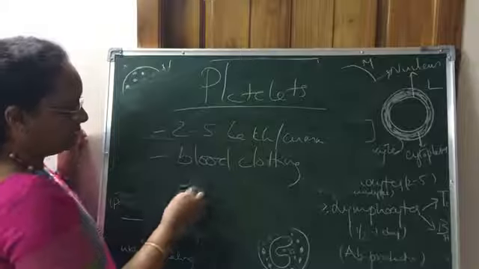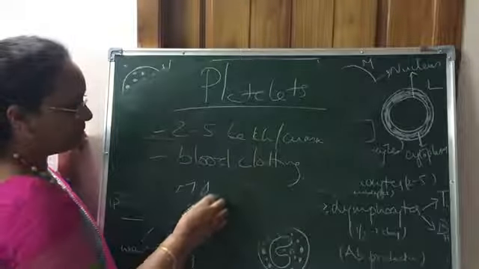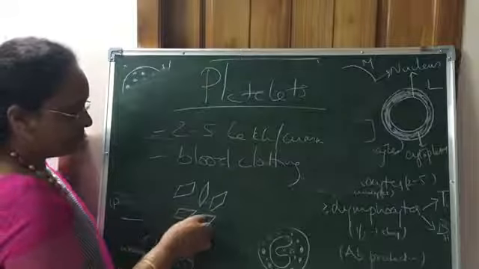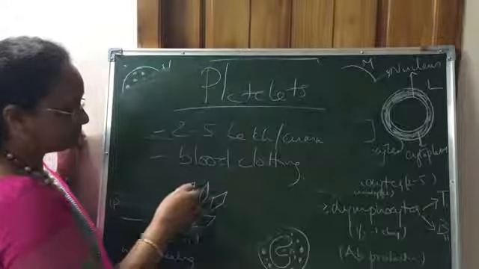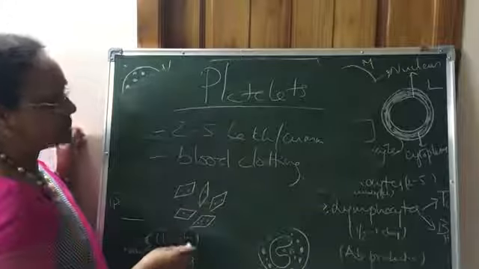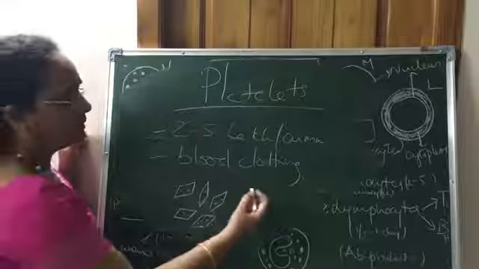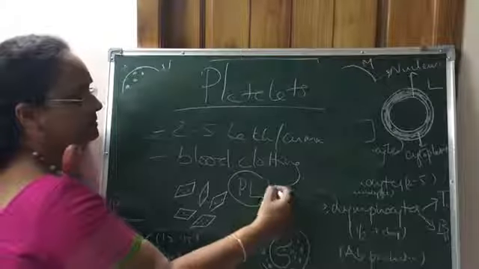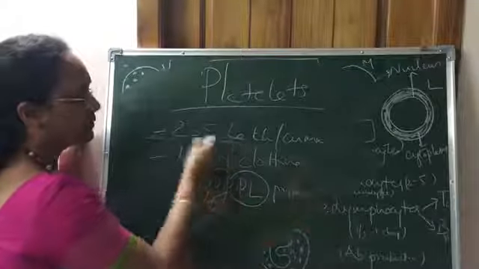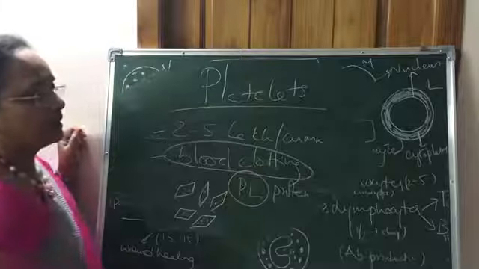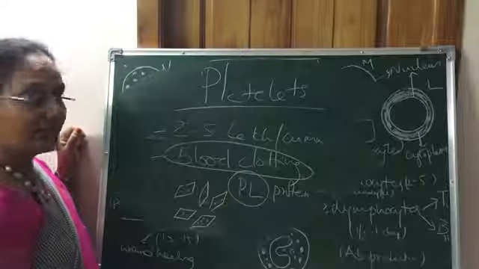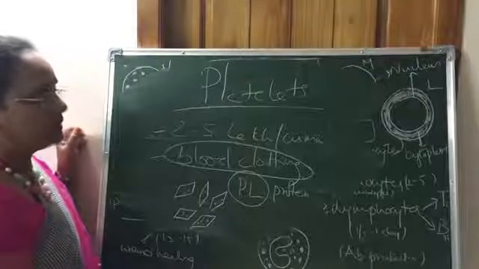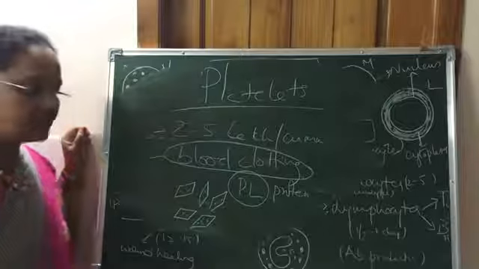They are rhombic in size. They are cytoplasmic fragment-like structures. No nucleus, but they contain a variety of enzymes, and an excellent amount of phospholipids and proteins. They play an important role in blood clotting. With this, the actual composition of blood is completed.